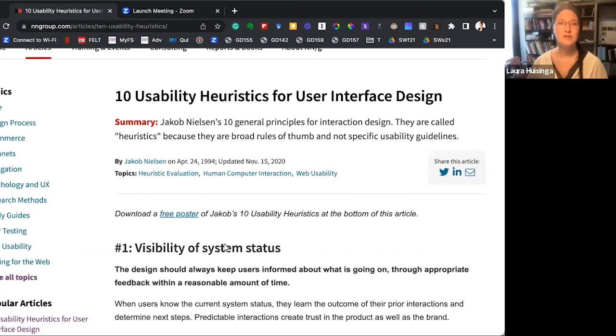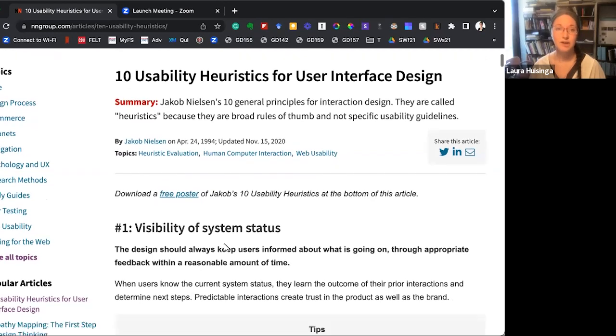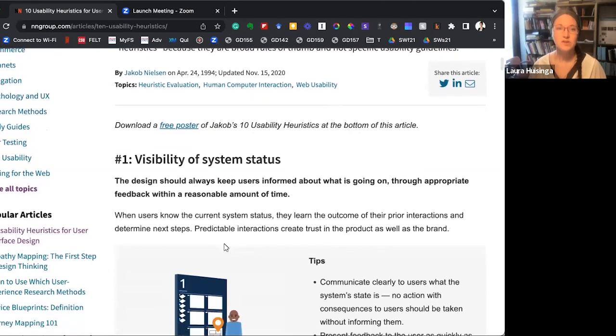So Jacob Nielsen's 10 general principles for interactive design are called heuristics because they're broad rules of thumb, not specific usability guidelines. Okay, so we're going to go through each of these 10 heuristics today.